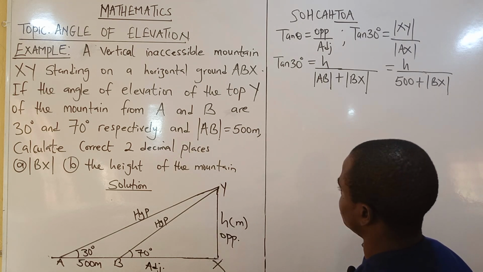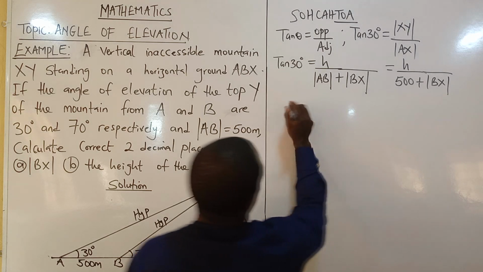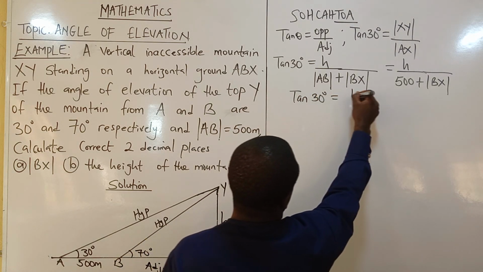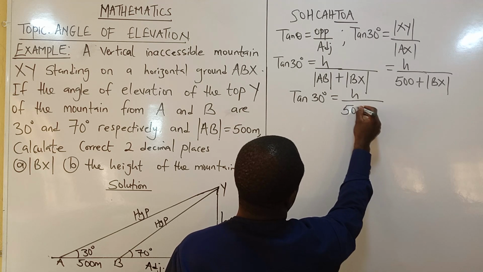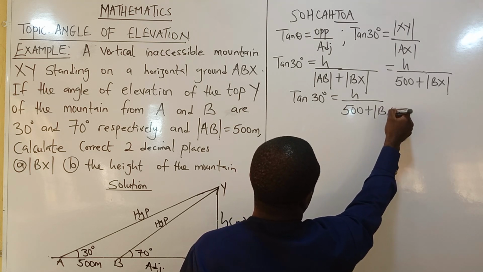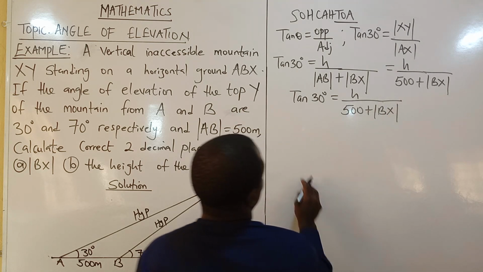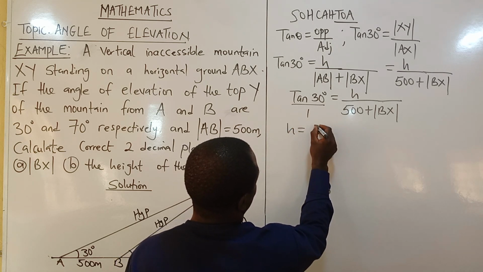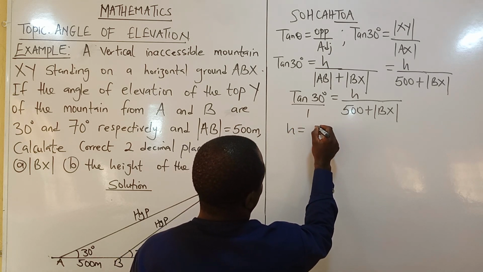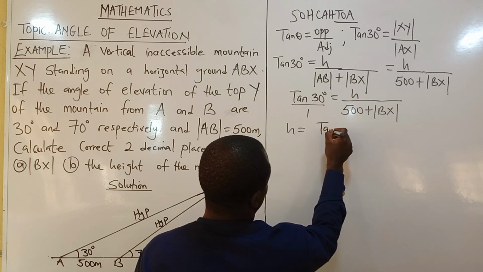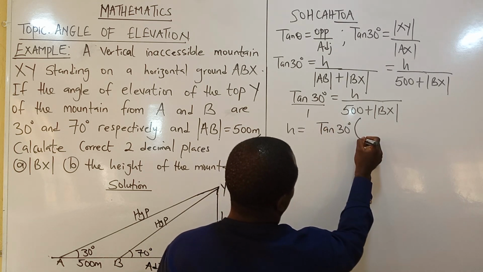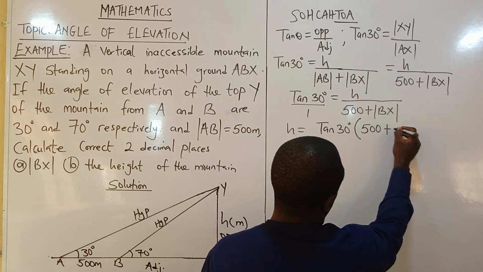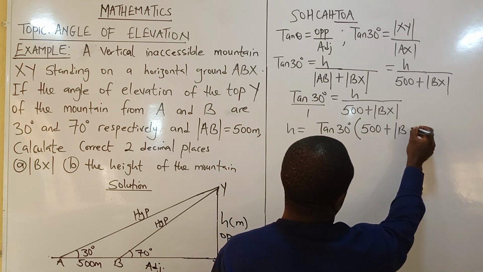Okay, now from here let's cross multiply. You have tan 30 degrees equal to H over 500 plus line BX. Here you cross multiply, this over 1. Now H equals tan 30 degrees open bracket, because this angle is multiplying everything, 500 plus line BX.